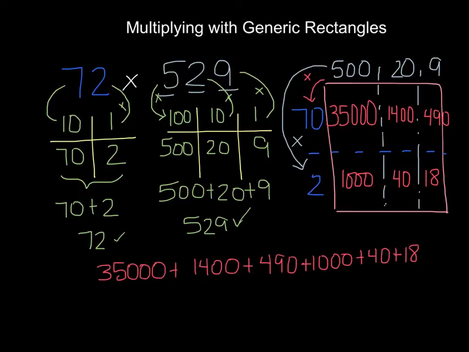So now that I've placed them in order, 35,000 plus 1,400 plus 490 plus 1,000 plus 40 plus 18, I'm going to use a grouping system to add these numbers. And I notice that 35,000 plus 1,400 is... same thing for this one, and I get 1,490. And the last one I get 58. Once I have these three numbers, I'm going to place them in a neater way so then I can finish adding this and finding the area of the larger rectangle.